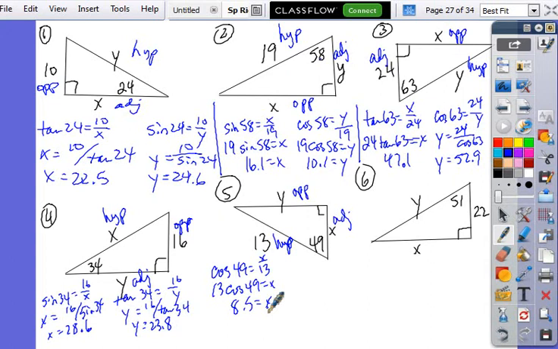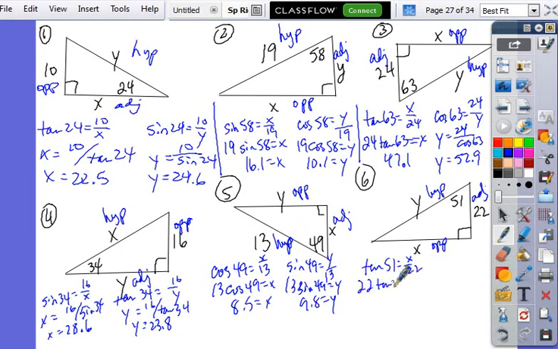Then for y, I would be dealing with opposite and hypotenuse, which is sine. Cross multiply. 9.8. And then the last one, there's my opposite, there's my adjacent, there's my hypotenuse. So for x, tangent of 51 equals x over 22. Multiply. 27.2.